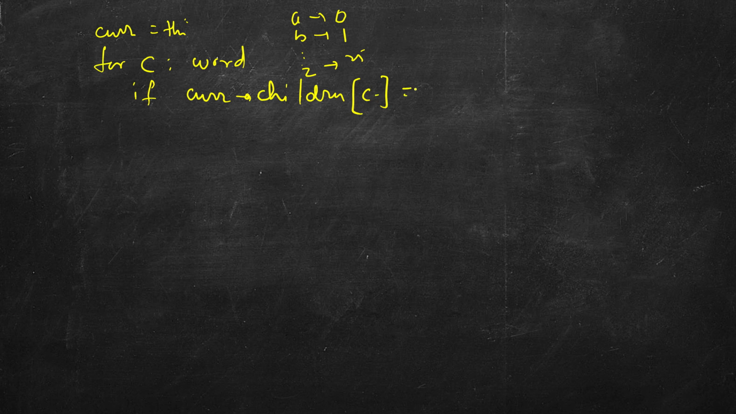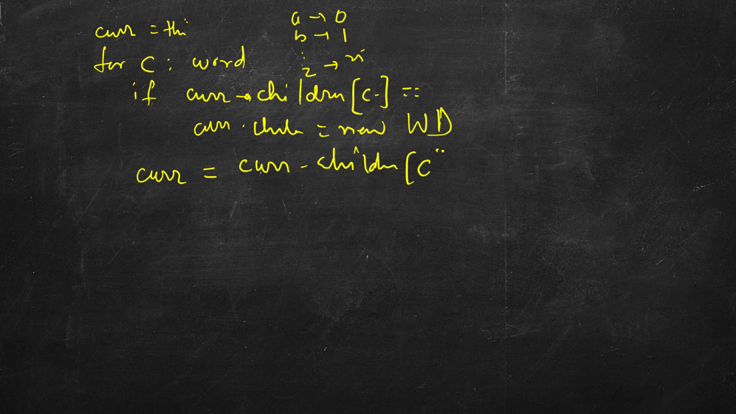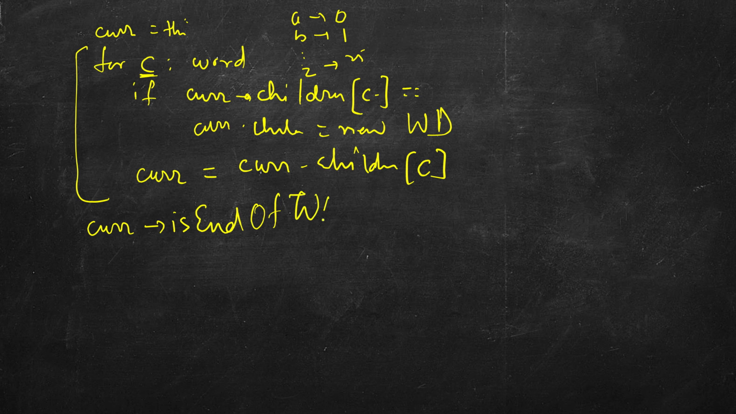If this is null, then create current dot children equal to new word dictionary. If it's already present, you don't create it, and then you move current to current dot children corresponding to C. And finally, when this loop ends, that is you have reached the end of the word, then you set current dot is end of word true. So this is the insert part and exactly the same as trie. Now let's look at the search part.